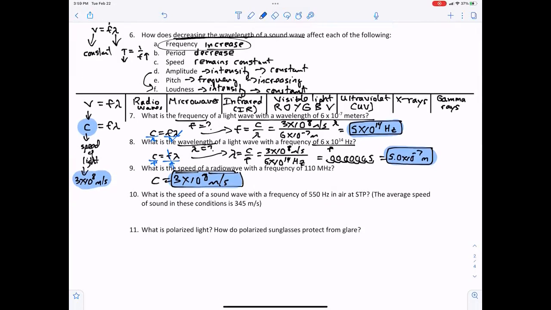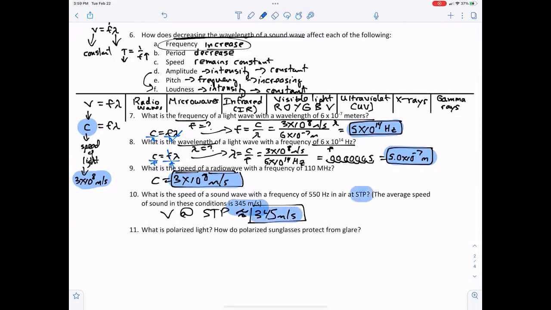Number 10. What is the speed of a sound wave of frequency 550 hertz in air at STP? STP stands for standard temperature and pressure. Okay. Well, the average speed in these conditions, we're actually told right here, is 345 meters per second. So the speed at standard temperature and pressure, right, is approximately 345 meters per second. In other words, that is the generally accepted value of the speed of a sound wave.